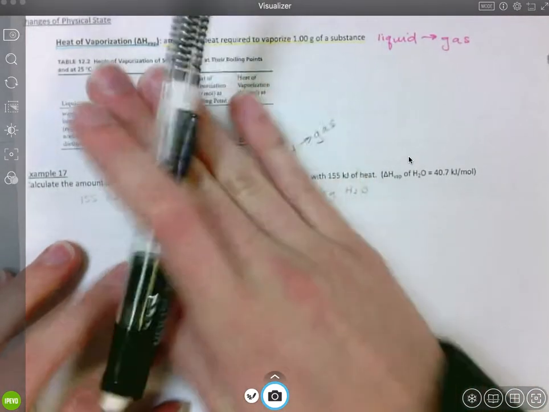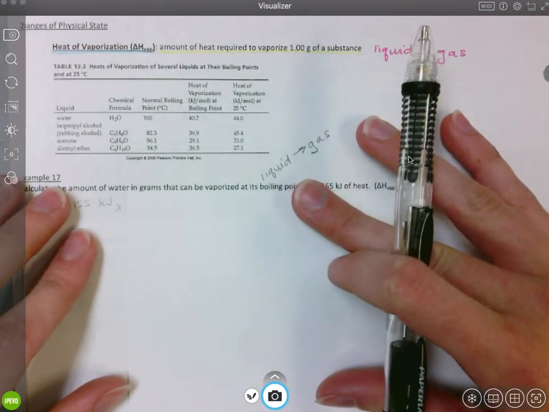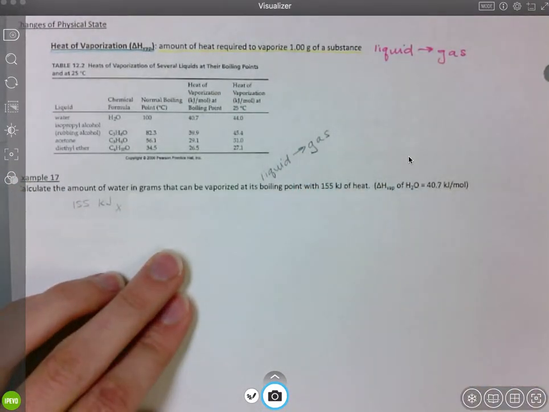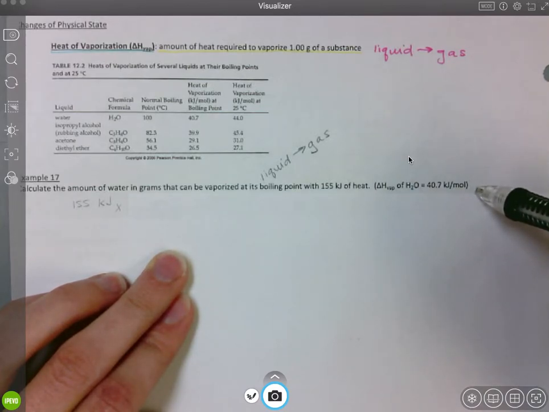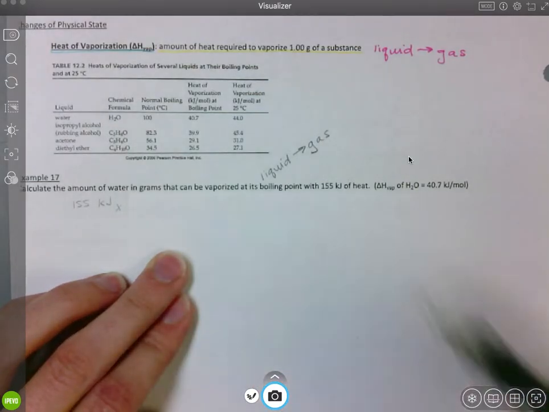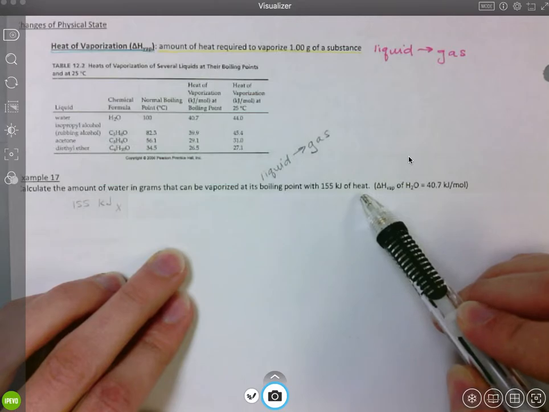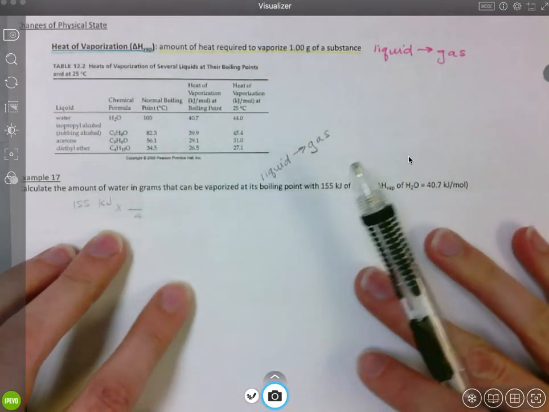So we are starting with our single digit number because we need to convert that. We're going to hold off on using this heat of vaporization because we need those moles in order to get to grams. So we're starting with our 155 kilojoules of heat. We can go kilojoules to moles using our heat of vaporization. So that's our first step.